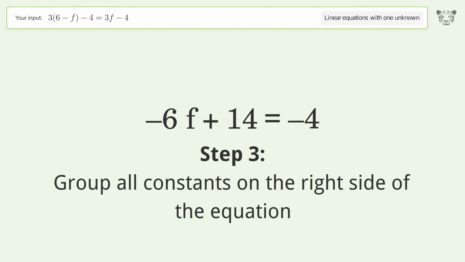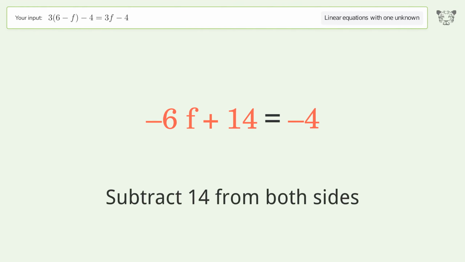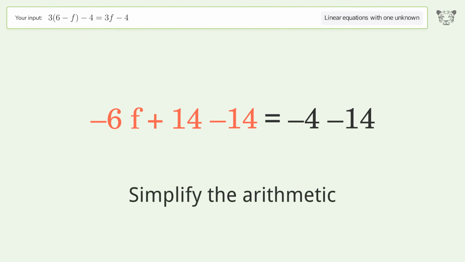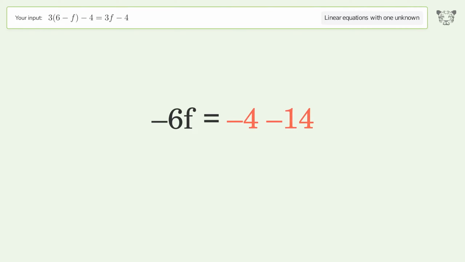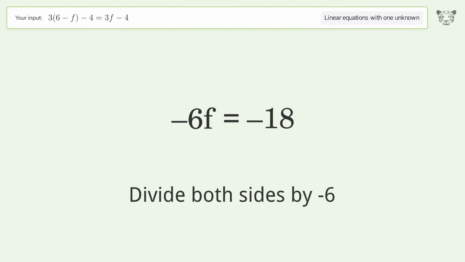Group all constants on the right side of the equation. Subtract 14 from both sides. Simplify the arithmetic. Isolate the f. Divide both sides by -6.